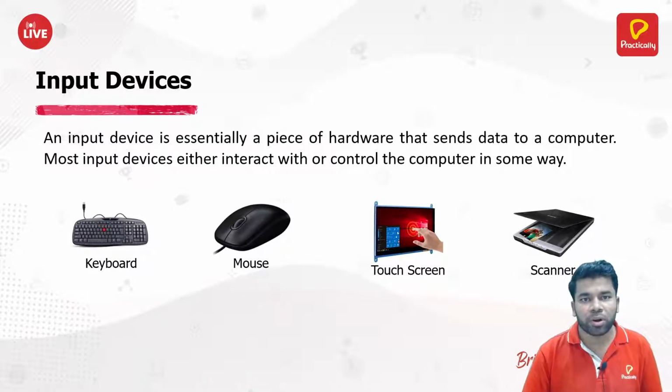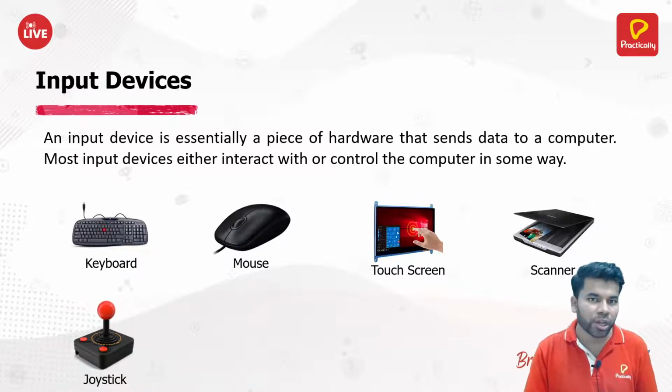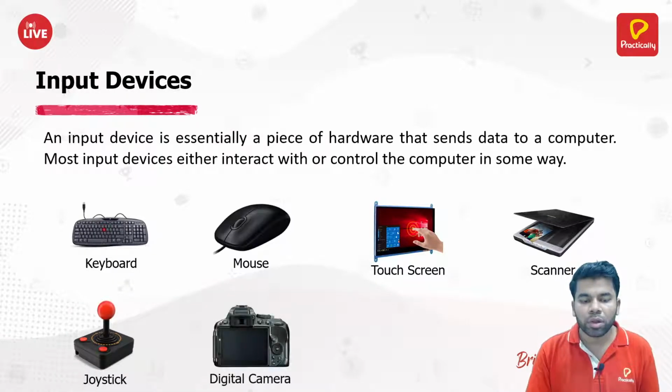Scanner is a very popular input device. Using the scanner we can scan any document, any picture, and the computer accepts that data from the scanner as an input. And joystick is used to play games. Using joystick we can give input data while playing games, in different directions, for hitting anything, for moving your player, or for racing. So joystick is used.